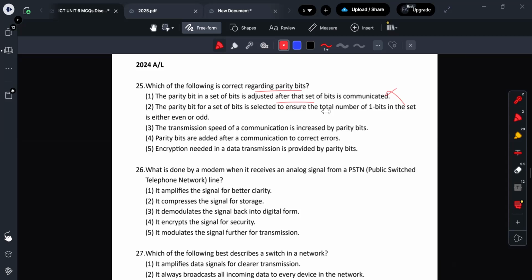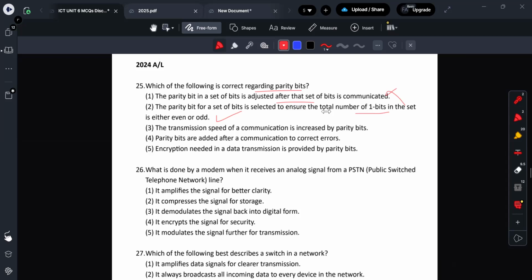And option 2, the parity bit for the set of bits is selected to ensure the total number of ones bits in a set is either even or odd. So yes, that is what a parity bit does, right? So it checks the number of ones. In an even parity, if the count is odd, the parity bit is set to 1 to make the total count even. Okay.